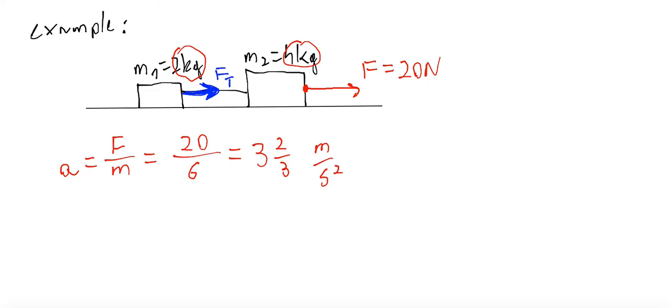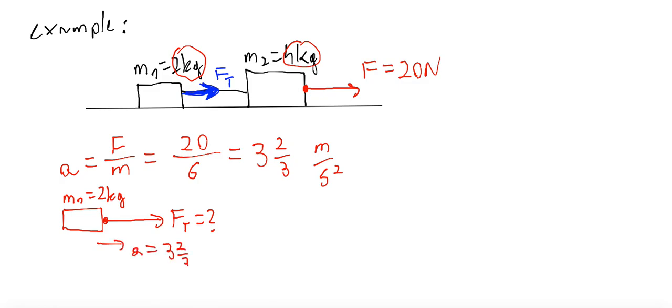Now let's focus on mass M1. M1 is equal to 2 kilograms and experiences an unknown force, the force of tension, and due to this force it travels with acceleration of 3 and 2/3 meters per second squared. So how to find the force of tension?